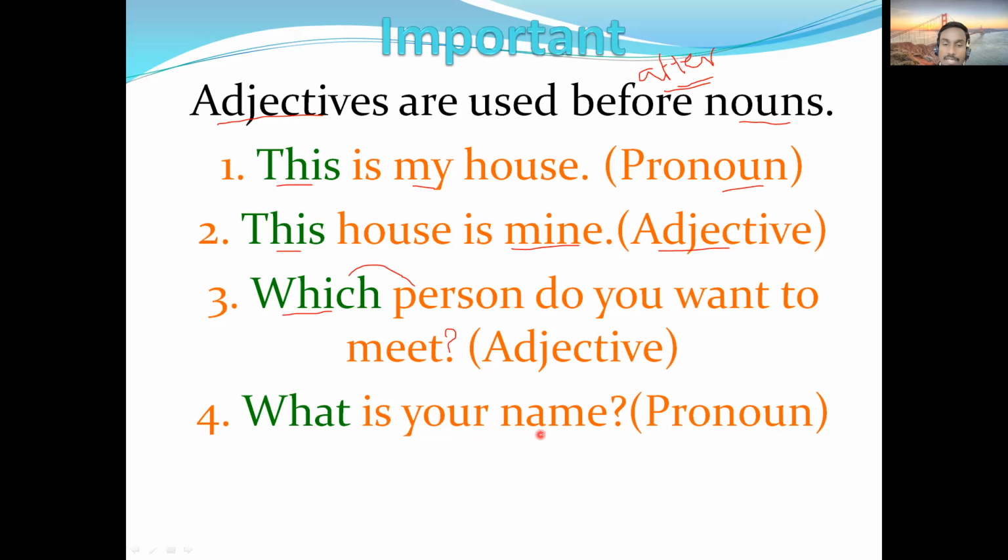Another, what is your name? So here what is not an adjective, it is a pronoun. Why is it a pronoun? Because after what, there is no noun coming, or what is not describing any noun, so therefore it is a pronoun.